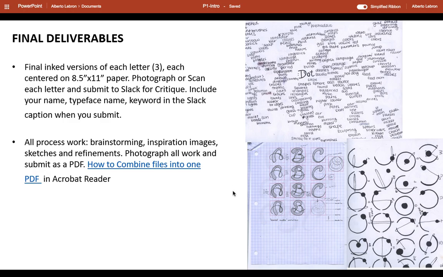Okay, final deliverables: final inked versions of each letter. There's going to be 3 of them, each centered on an 8.5 by 11 sheet of paper. Make sure it's hardstock or Bristol, not anything flimsy. Photograph or scan each letter and submit to Slack for critique. Include your name, typeface name, and keyword in the Slack caption when you submit.